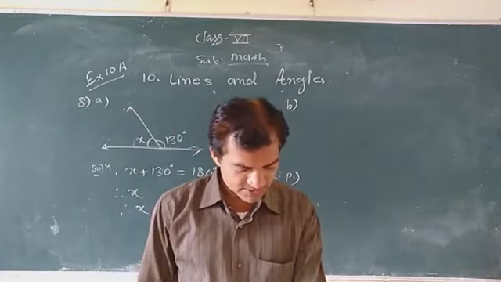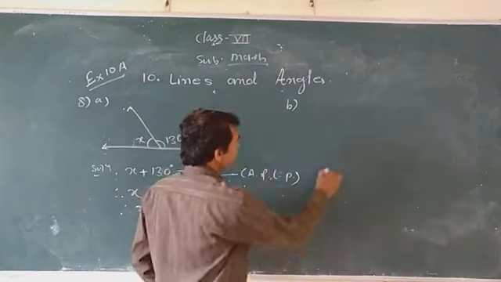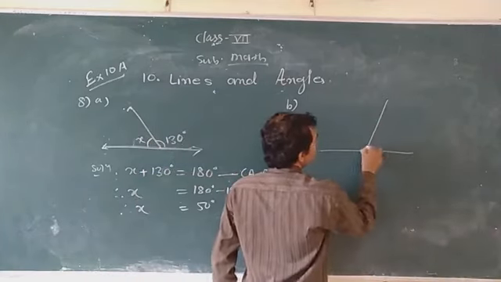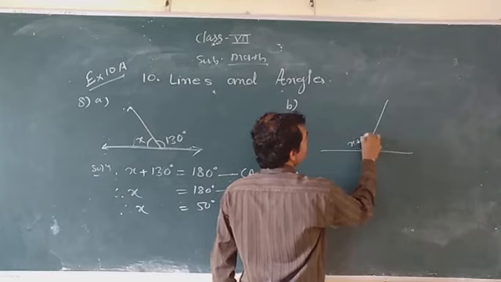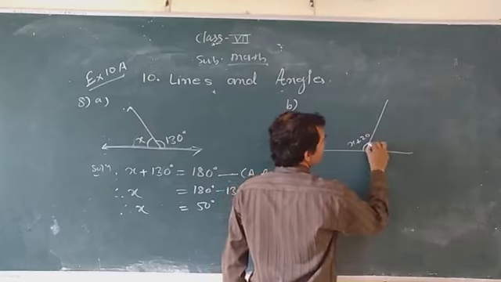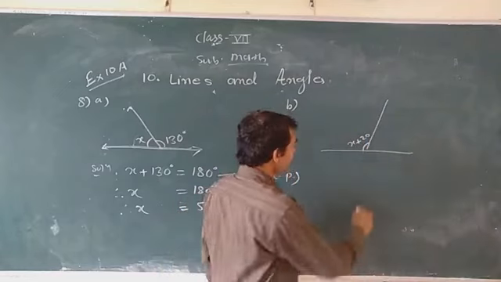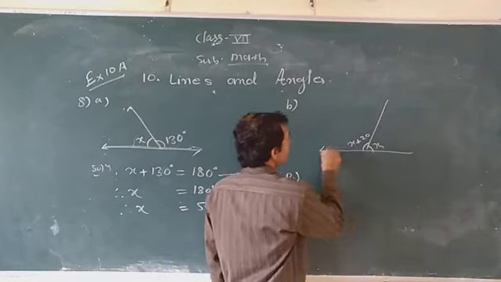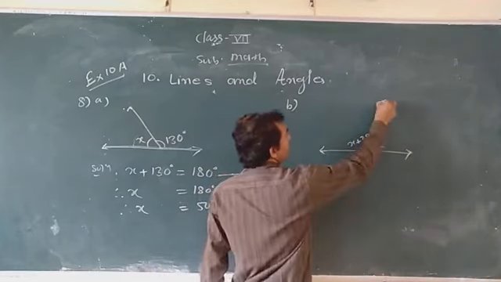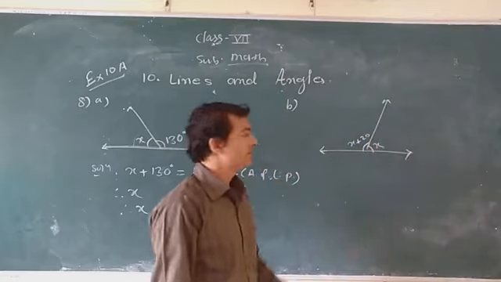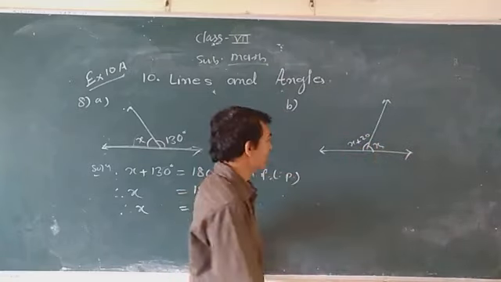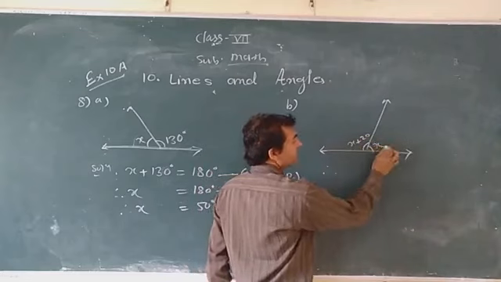This is x plus 20 and this is, it is given, x. Now you know very well these two angles form a linear pair. The sum of these two angles is 180 degrees. So you can write here: sum of these two angles is equal to 180 degrees.